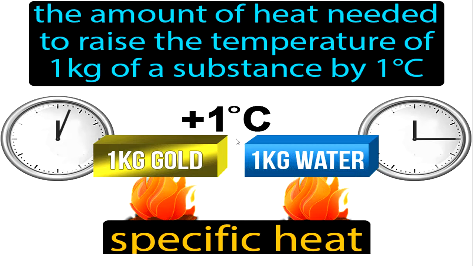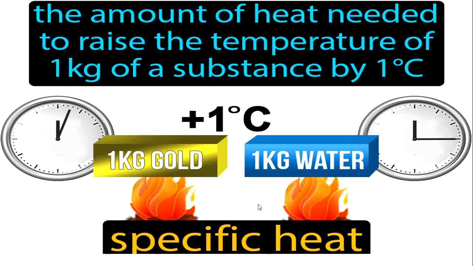So, specific heat. Physical properties such as shape, size, color, and texture vary depending on the type of matter. Another physical property of matter is the rate at which the substance warms up upon absorbing heat. So the specific heat of a substance is the amount of energy, often measured in joules, needed to raise the temperature of 1 gram of a substance by 1 degree Celsius. Or, the amount of heat needed to raise the temperature of 1 kilogram of a substance by 1 degree Celsius. This is specific heat.